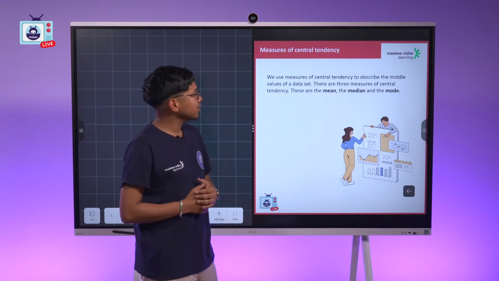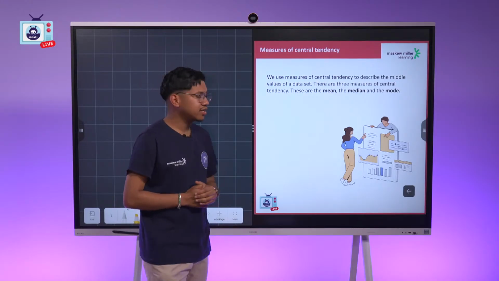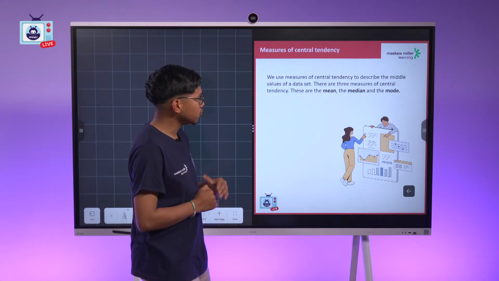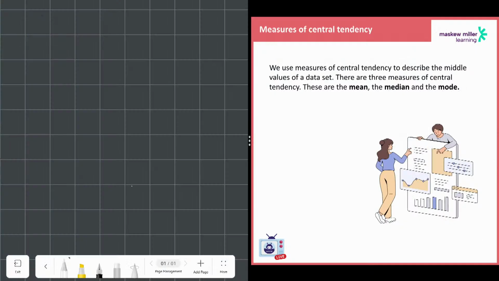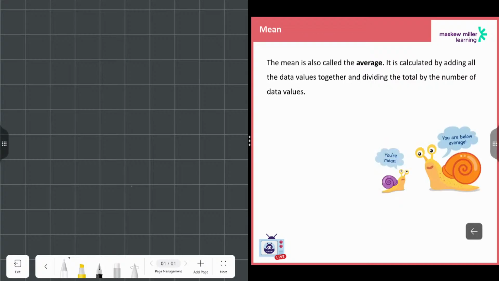So what are measures of central tendency all about? We use them to describe the middle value of a data set, right? And there are three that we'll be focusing on today. The three are the mean, the median, and the mode. So let's start with number one, which is the mean.